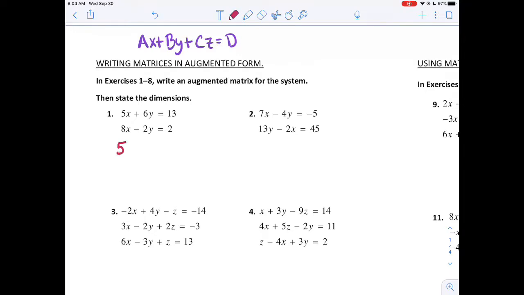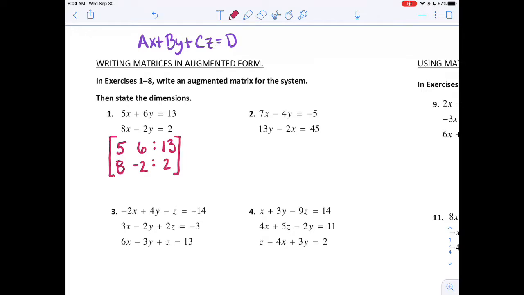So for the first row, I'm going to write a 5, a 6. We use a colon to indicate that we are moving to the other side of the equal sign, and a 13. 8, negative 2. Please don't forget to put any negative signs where they belong, and a 2. To close off the matrix, we use a big set of brackets.